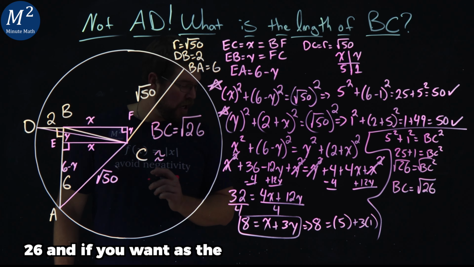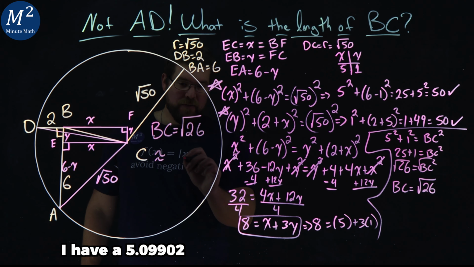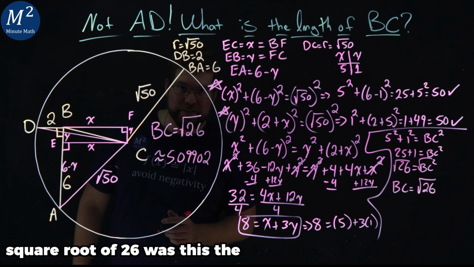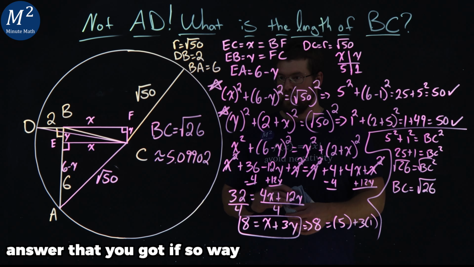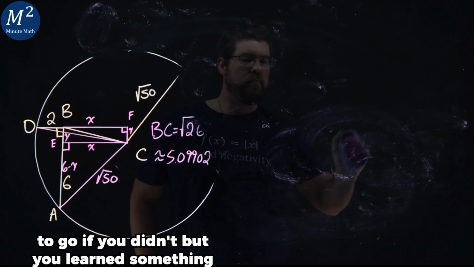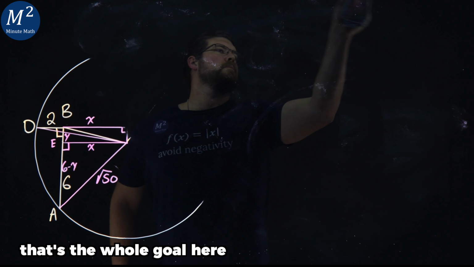So our BC length is the square root of 26. And if you want it as the approximate decimal, I have 5.09902. But I prefer the square root of 26. Was this the answer that you got? If so, way to go. If you didn't, but you learned something, that's the whole goal here.